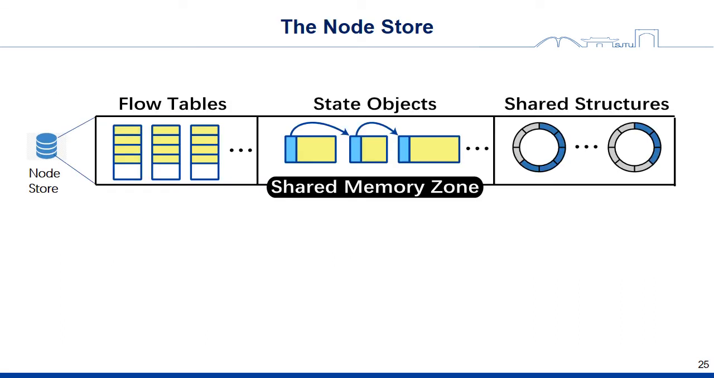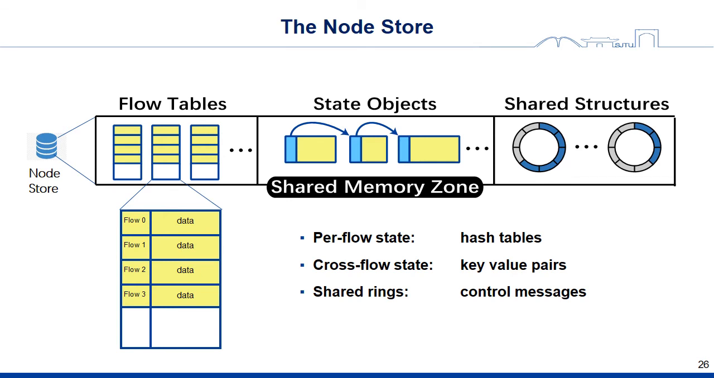Then let's see what the node store is like. At startup, the node store daemon process creates a shared memory zone by allocating huge pages, and all the state data is stored in the shared memory zone. Basically, the shared memory zone is divided into three areas: the flow tables, the state objects, and the shared structures. The flow tables are used to store per-flow state. A flow table is a hash table indexed by the 5-tuple, which are some fields in the packet headers, and the state objects are used to store cross-flow state. Also, the node store uses shared structures like message rings to communicate with the local instances.